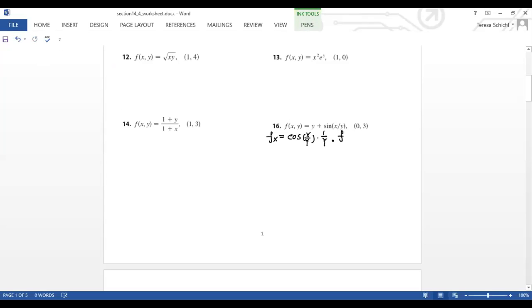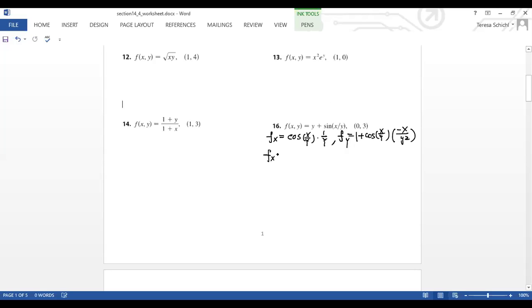Now I need to do the partial derivative with respect to y. The partial derivative with respect to y is 1 plus, the same way, the derivative of sine is cosine of (x over y), and then the chain rule of x over y gives negative x over y squared. Then we plug the numbers in here.